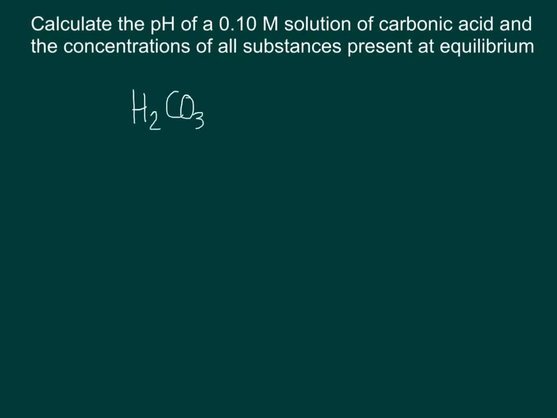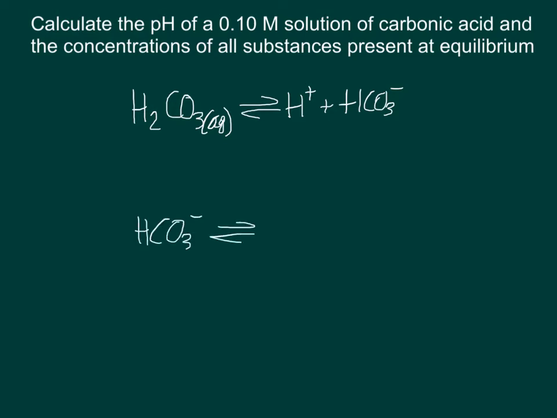So the first one is going to be the aqueous carbonic acid here, H2CO3, and that is going to dissociate at equilibrium into H plus and bicarbonate, HCO3 minus. Okay, and then furthermore, the second dissociation is going to be that bicarbonate, HCO3 minus. It can dissociate into H plus and CO3 2 minus.